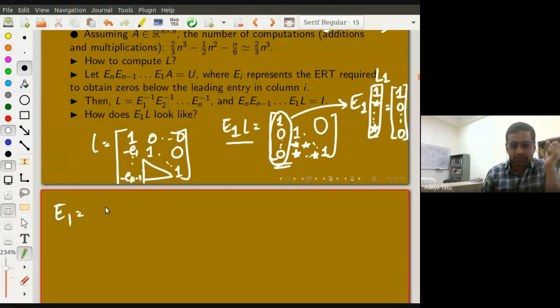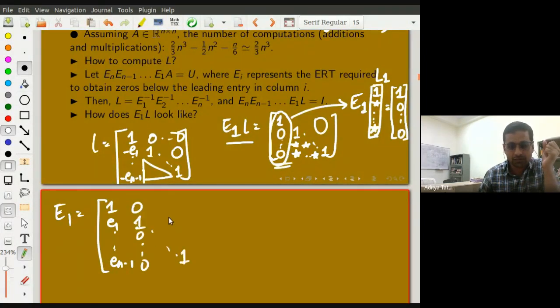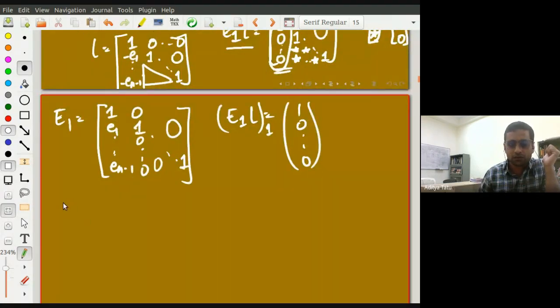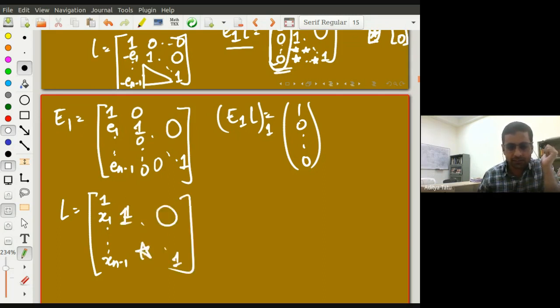So let's say E1 is this matrix: 1, E1 to En minus 1, 0, 1, all zeros, and so on. This is all zeros, this is all zeros. This much I hope you agree. Yes, sir. Okay. And the first column of E1 L is this, 1 followed by all zeros. The first column of L is, let's say, 1, and the variables x1 to xn minus 1. Here is 0, everything over here I don't care.